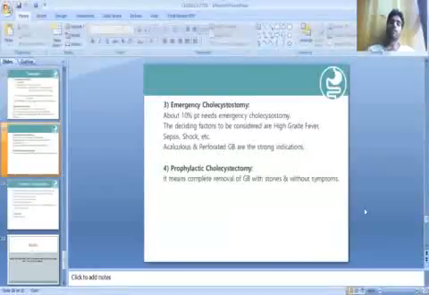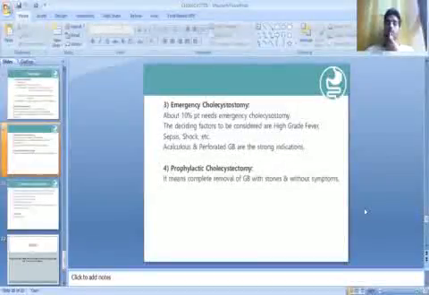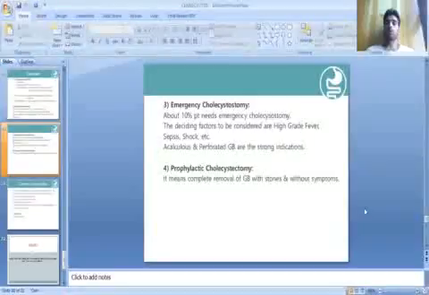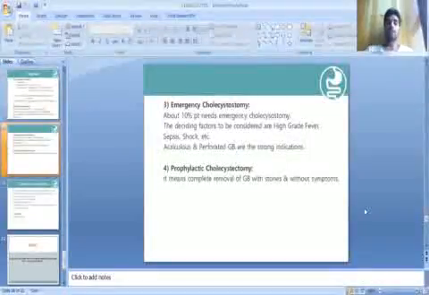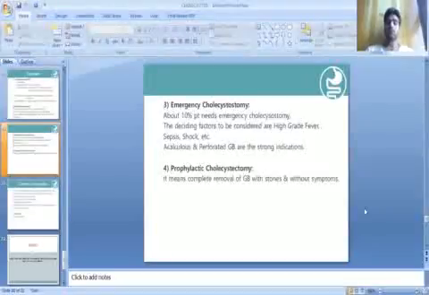The deciding factors to be considered are high grade fever, sepsis, shock, etc. Acalculous and perforated gallbladder are strong indications. Prophylactic cholecystectomy means complete removal of the gallbladder with stones but without symptoms.